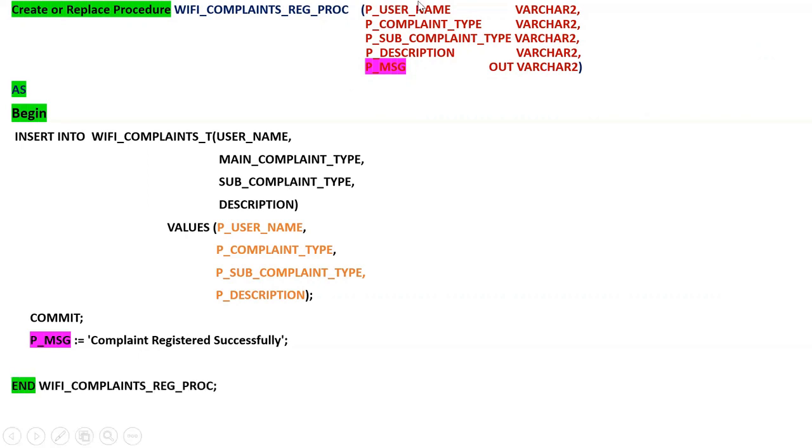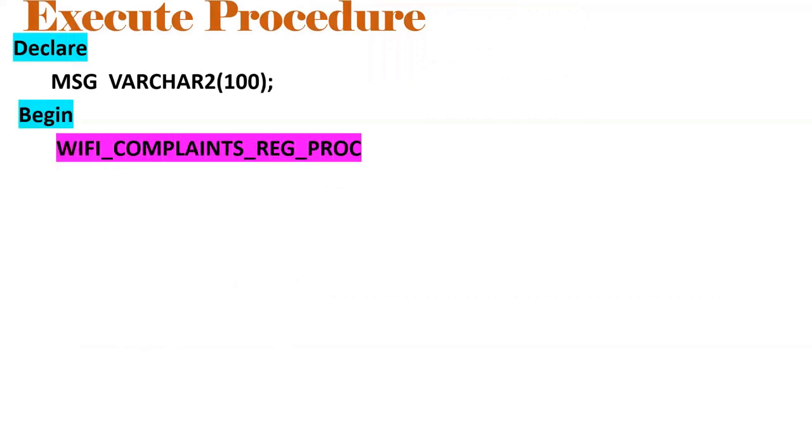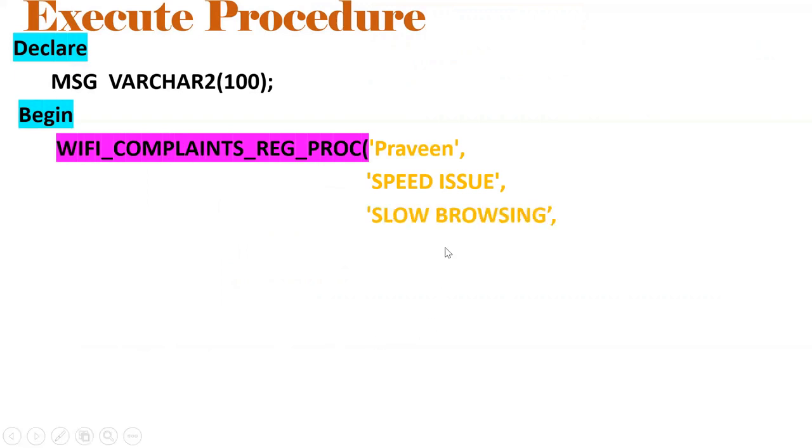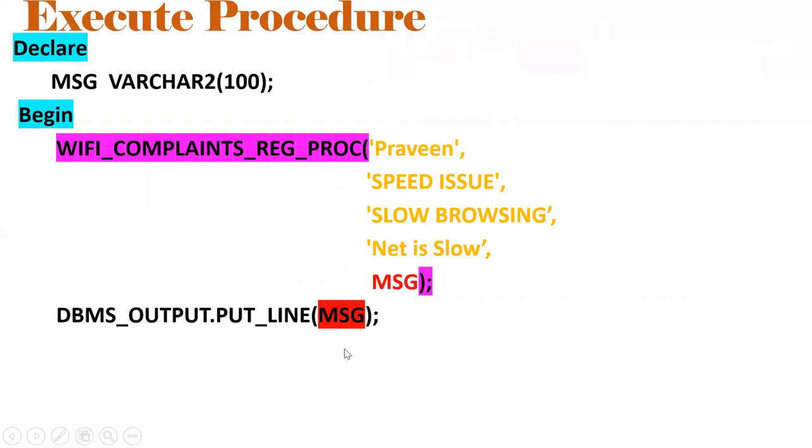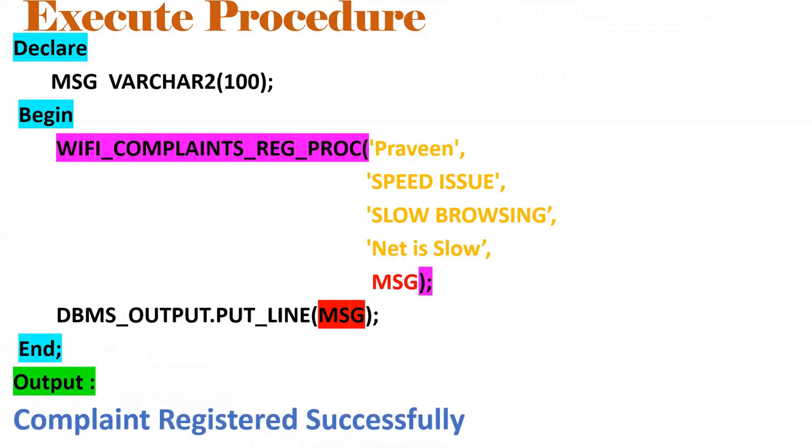Okay. So 4 input parameters, 1 output parameter. Hope this is clear. Now we'll execute the procedure. How can we execute? By using an anonymous block, we are executing this procedure. So assume Praveen is the user, he raised an issue for speed, slow browsing, net is slow. Okay, so 4 input parameters and MSG is the output parameter. So if you want to see the result, we'll make use of dbms output. So if you see the output, we'll get complaint registered successfully.